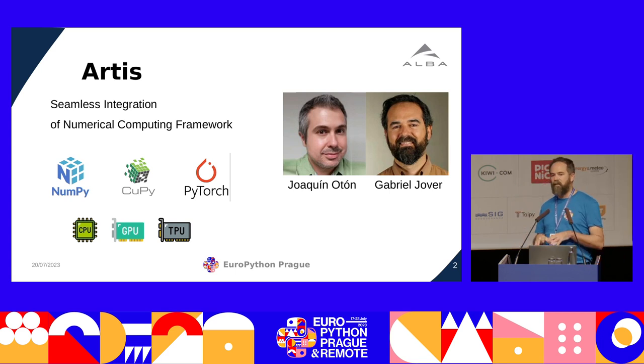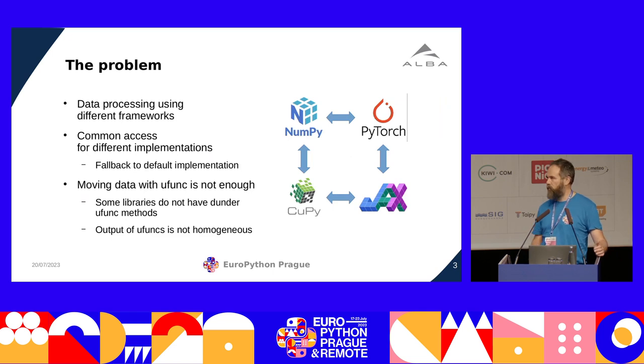And the idea of this package is to work seamlessly between different packages in CPU, GPU, and in the near future TPU also. So why Artis? What's the problem? In science, we used to look for high performance, and we are testing different libraries. And at the end, we are using different frameworks, NumPy, PyTorch, CuPy, and other libraries for Fourier transforms and tomographies and in general.